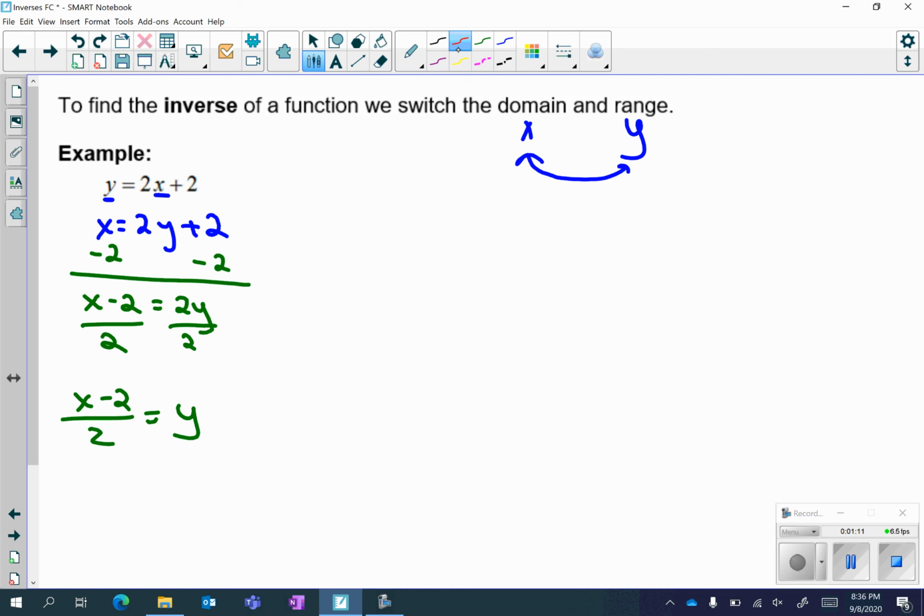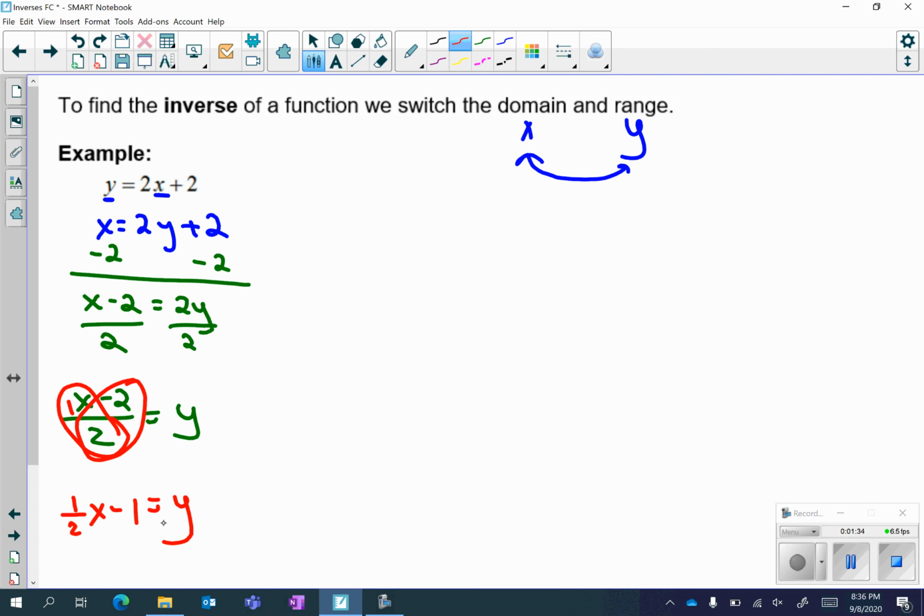If you wanted to simplify it more, you would have to do 1x over 2 is 1/2 x, and then negative 2 over 2 is negative 1. So the red is also the correct answer. It's most likely what you're going to see on multiple choice questions because it's fully simplified.